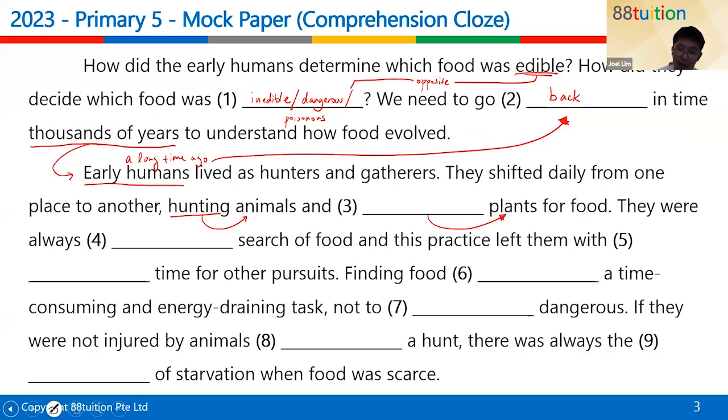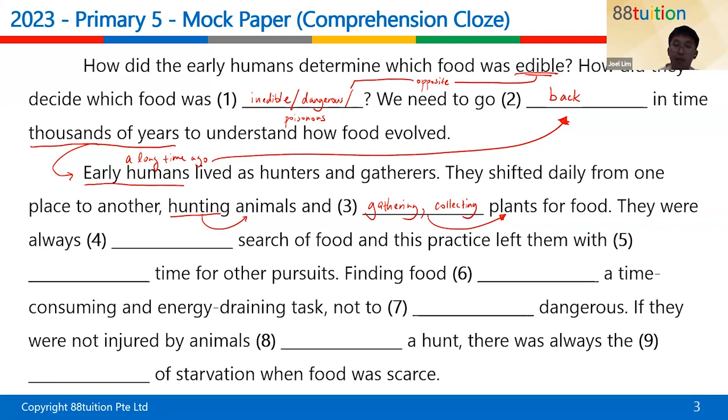So therefore, I know that for my question 3 here, I can't be using words like planting plants or growing plants. That would be wrong because they haven't started that yet. This paragraph here is talking about when humans were very early in their way of how they gathered food. So here we can say hunting animals, and maybe we can say gathering plants, or we can say collecting plants because they were not planting them yet. Okay, these two would be good answers.